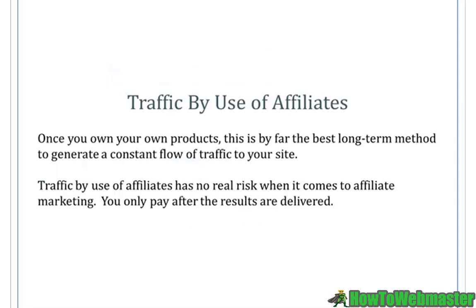Traffic used by affiliates, this is right along with the JV, only this is going to be more of a long-term effect than joint venture partners. Joint venture partners, if it's an evergreen product, can be a long-term effect, but affiliates is going to be your best long-term when it comes to either joint ventures or affiliates. Once you own your products, this is by far the best long-term method to generate a constant flow of traffic to your site. Traffic by use of affiliates has no real risk when it comes to affiliate marketing.